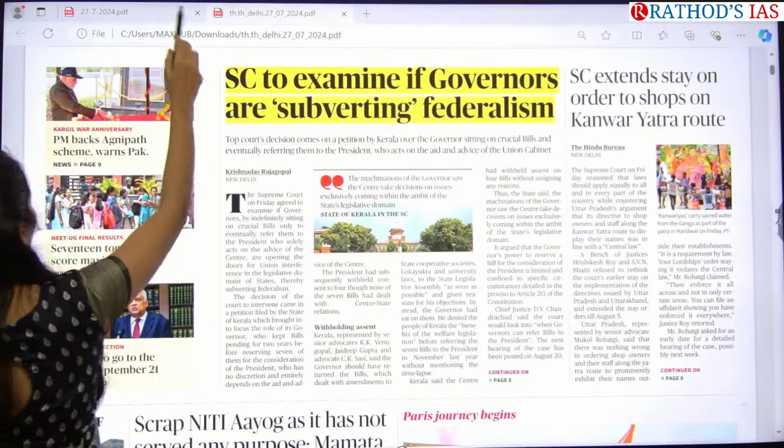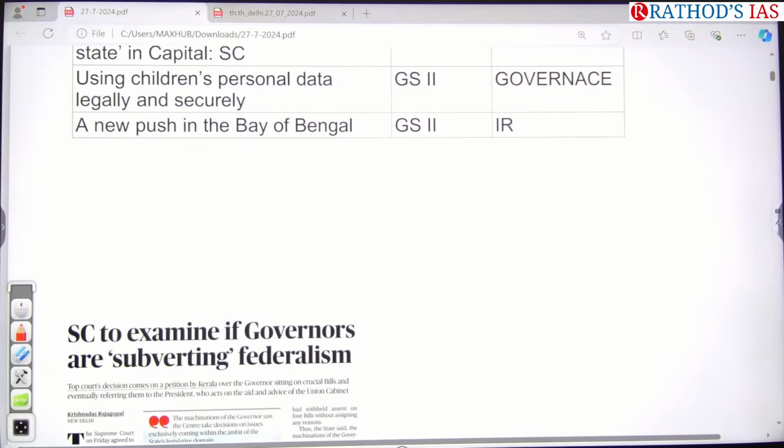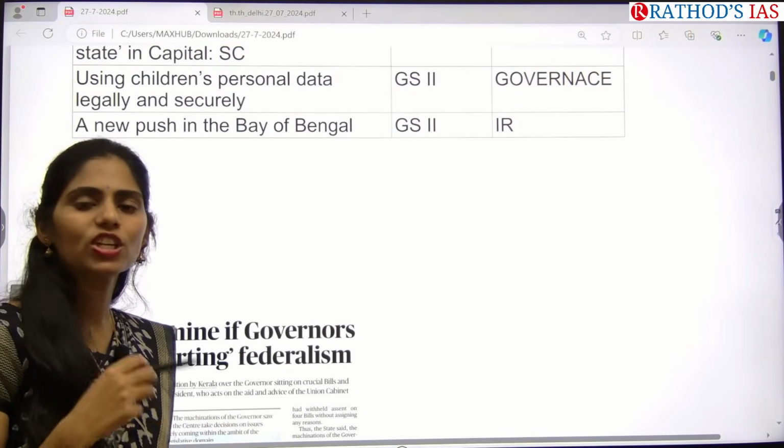Now let us see this article in detail. So in notes I gave, and today is Saturday. There is no opinion page, there is no text and context.